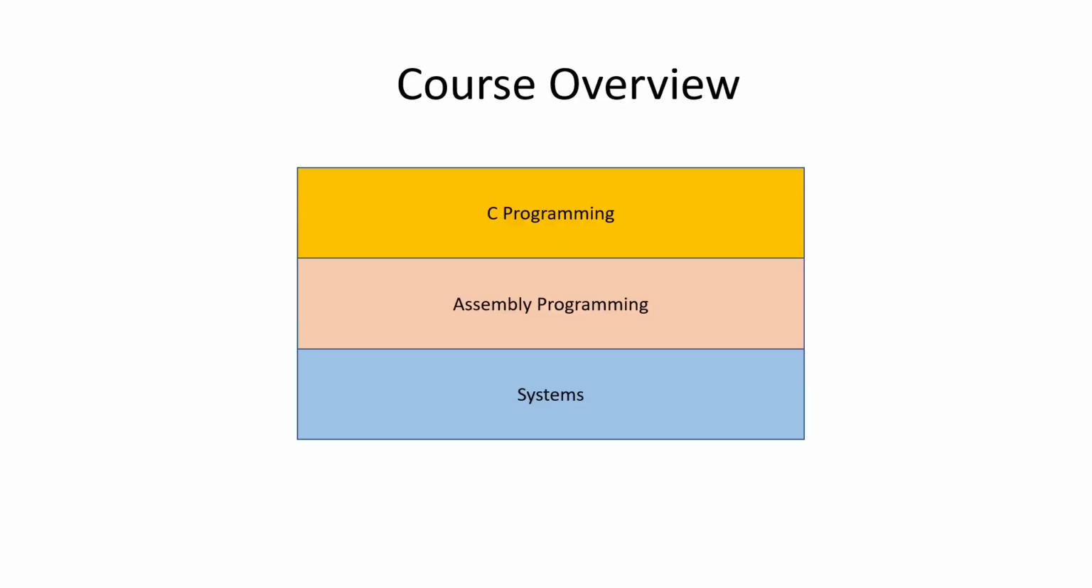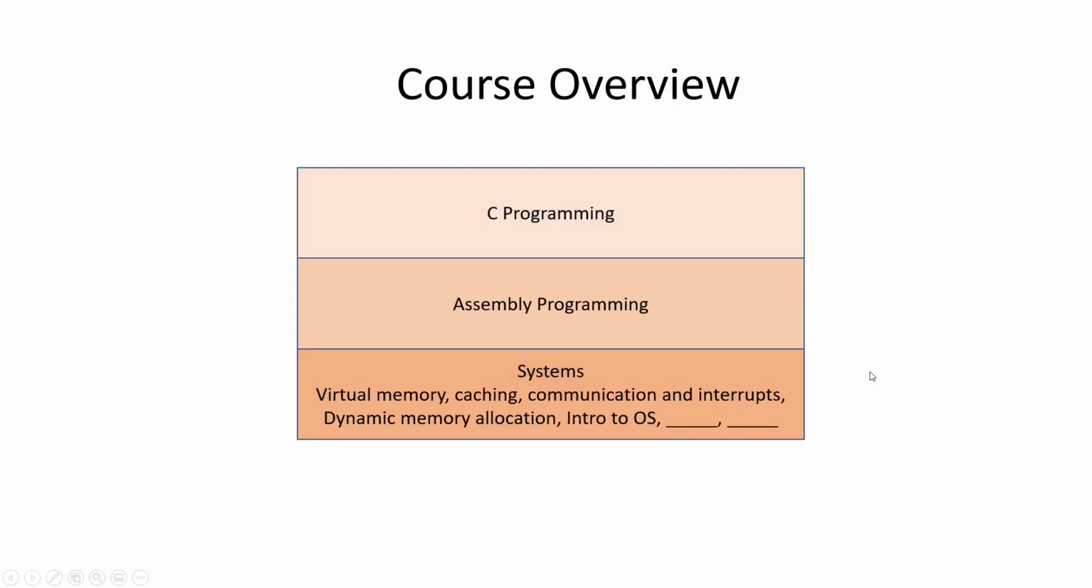Alright, so just a quick high-level overview of the entire course all at once. The next weeks are going to be broken down into three basic sections. The first one is going to be about C programming. The second half of this course is going to be more or less focused on assembly programming, very low-level stuff. Code that does one instruction at a time. And finally, we'll talk about some system topics. And some examples of those would be things like virtual memory, caching, communication and interrupts, dynamic memory allocation, operating systems.